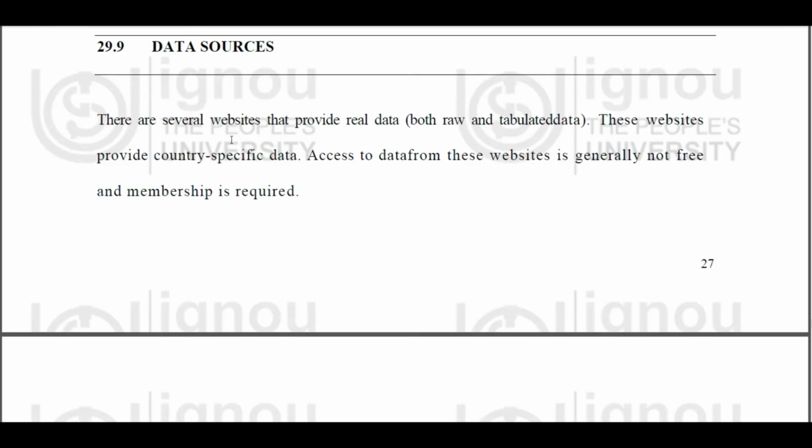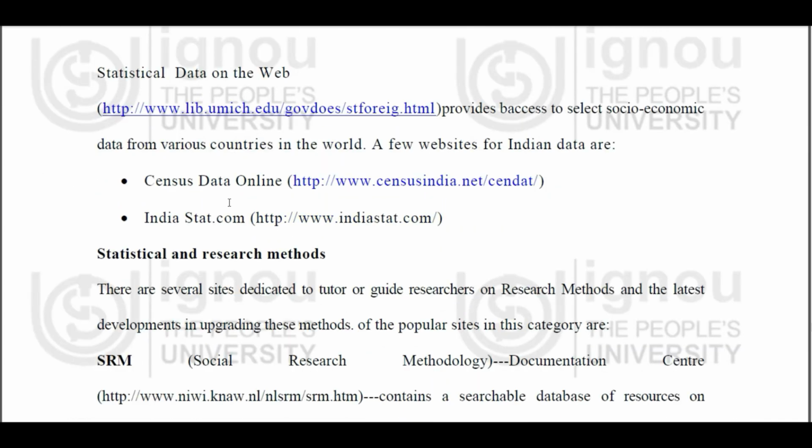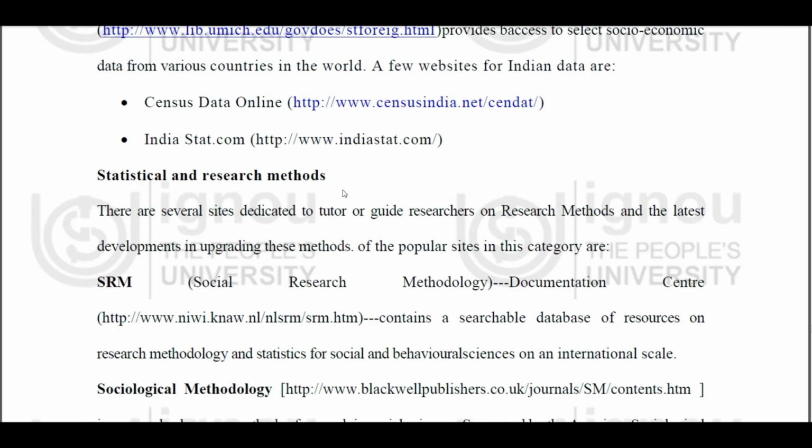Data resources. There are several websites that provide real, both raw and tabulated data. These websites provide country-specific data, access to data forms. This website is generally not free and membership is required. Statistical data on the web: library.umist.edu provides a basis to select socio-economic data from various countries in the world. A few websites for Indian data are Census Data Online, indianstat.com, and Statistical and Research Methods.